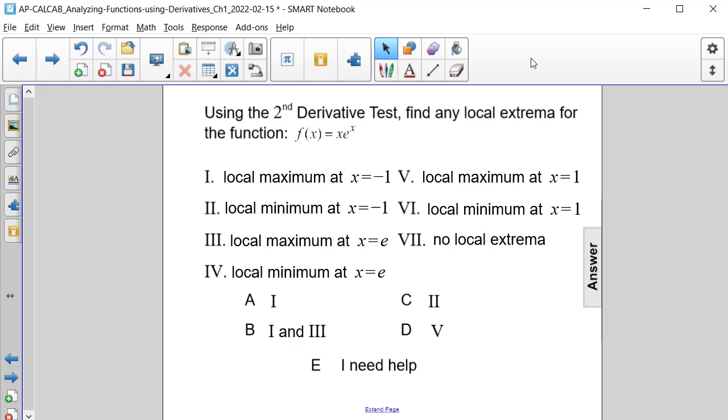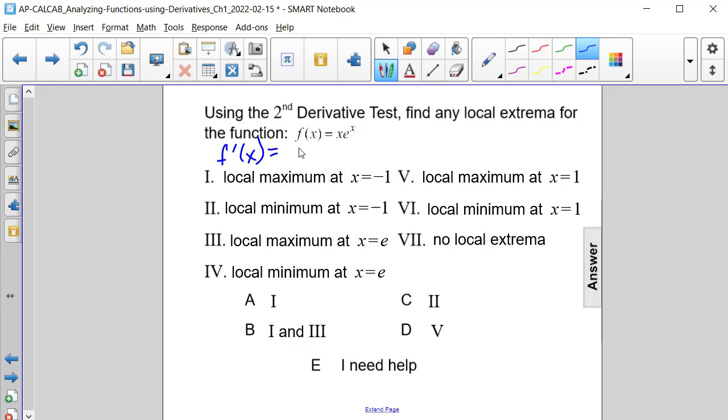Using the second derivative test, find any local extrema for the function f of x is equal to x times e to the x. The first step in this process is to find the first derivative, f prime of x. And because we have x being multiplied by e to the x, we need to use the product rule.